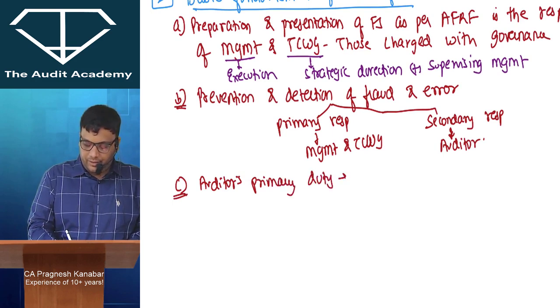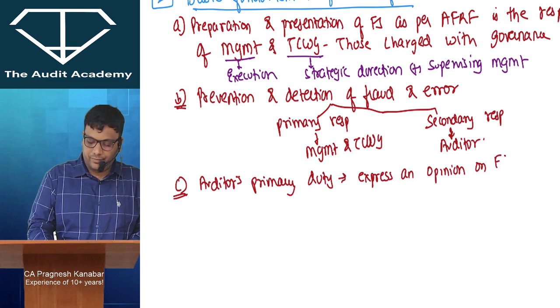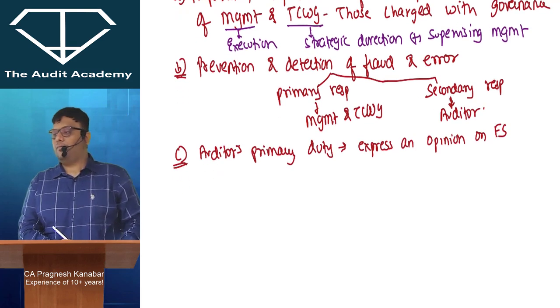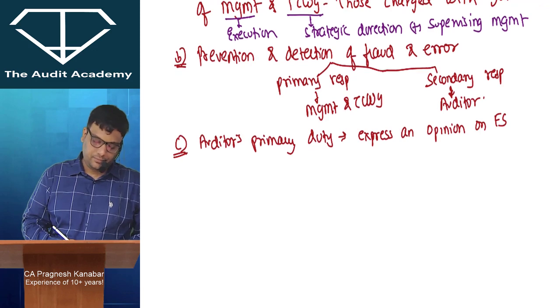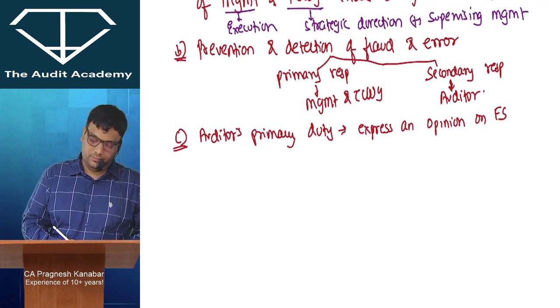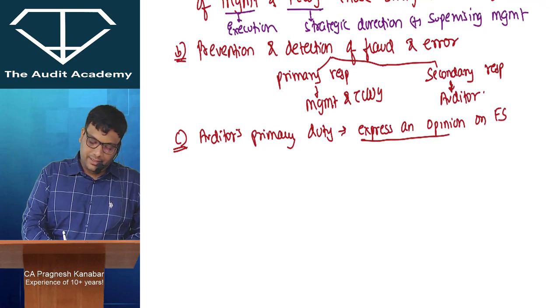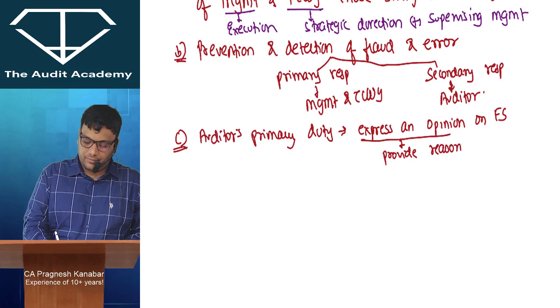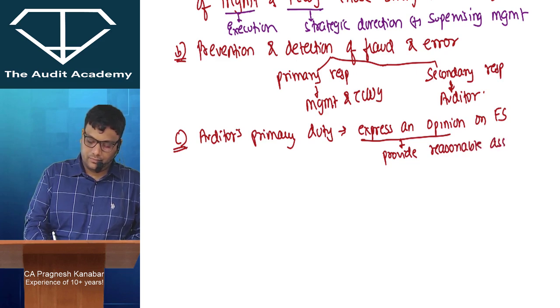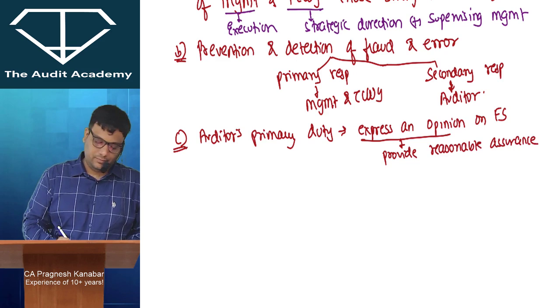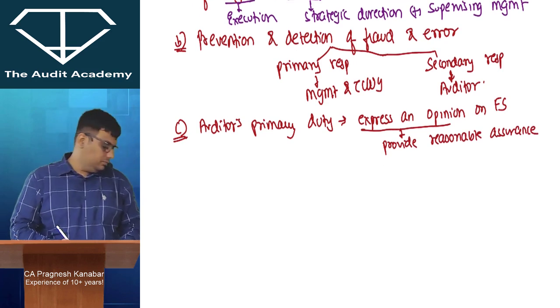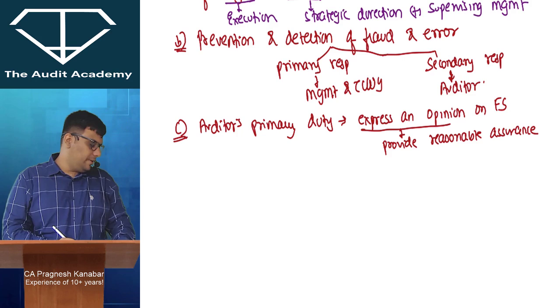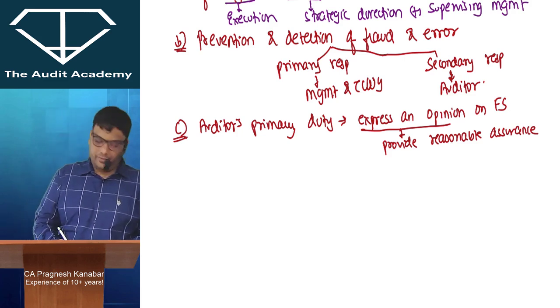Auditor's primary duty is to express an opinion on the financial statements. But tell me, when he is expressing an opinion, he will provide which assurance? Reasonable assurance. Auditor's primary duty is to express an opinion on the financial statements, providing reasonable assurance.